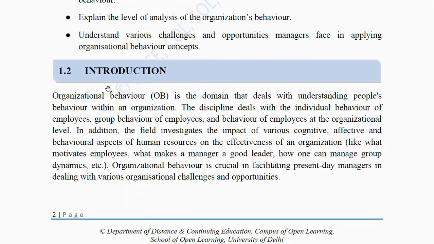1.2 Introduction. Organizational behavior is the domain that deals with understanding people's behavior within an organization. The discipline deals with the individual behavior of employees, group behavior of employees, and behavior of employees at the organizational level. In addition, the field investigates the impact of various cognitive, affective, and behavioral aspects of human resources on the effectiveness of an organization, like what motivates employees, what makes a manager a good leader, how one can manage group dynamics, etc. Organizational behavior is crucial in facilitating present-day managers in dealing with various organizational challenges and opportunities.